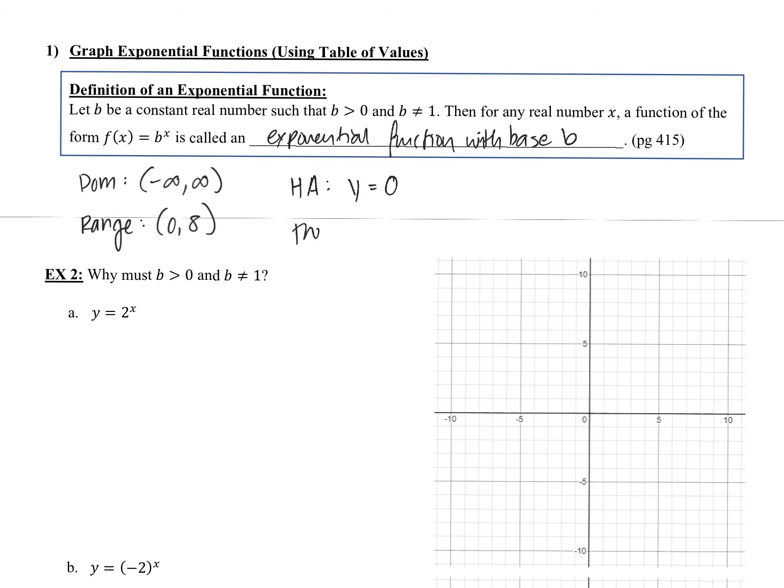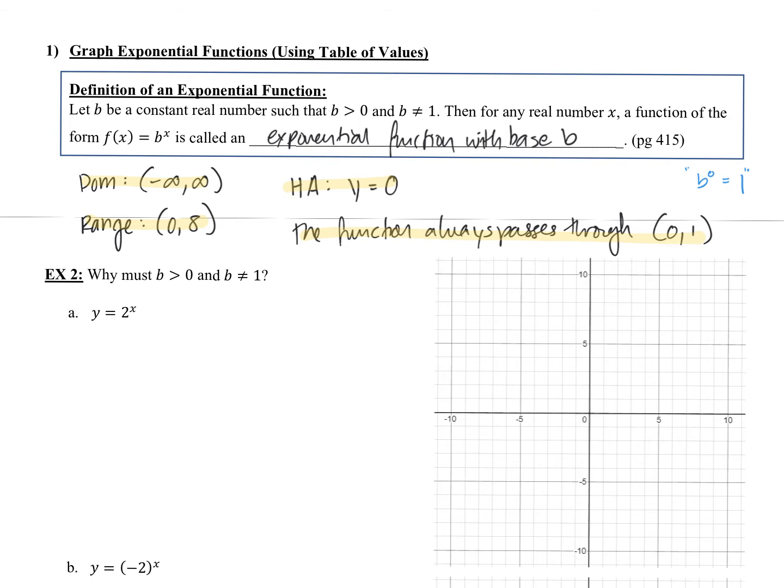And the function always passes through the point (0, 1), because remember our function is b to the x power. So anything raised to the 0 power will end up being 1. All right, so those are some main good things to remember for exponential functions. Definitely something to keep in mind for an exam.